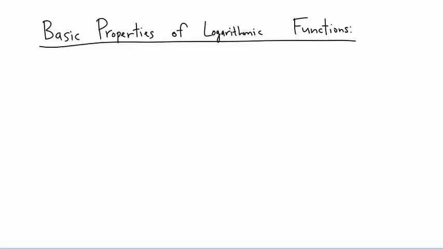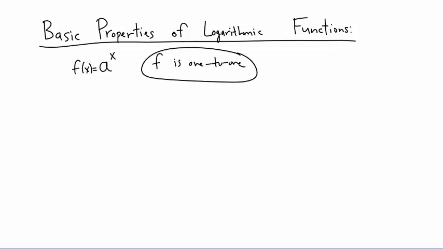Let's explore basic properties of logarithmic functions. Let's start with an exponential function, which is a function defined by the formula a to the x. We saw that this function is 1 to 1. We saw that every 1 to 1 function has an inverse. So we can talk about f inverse.